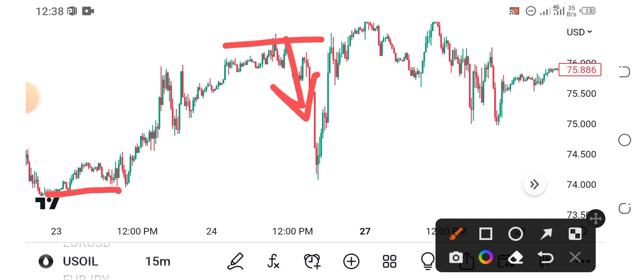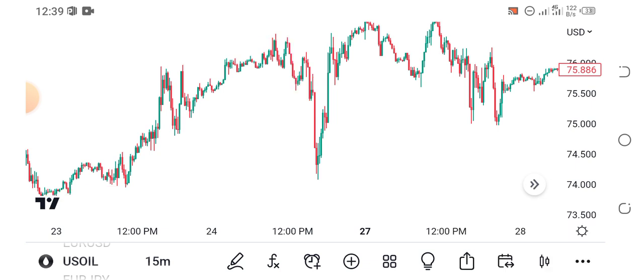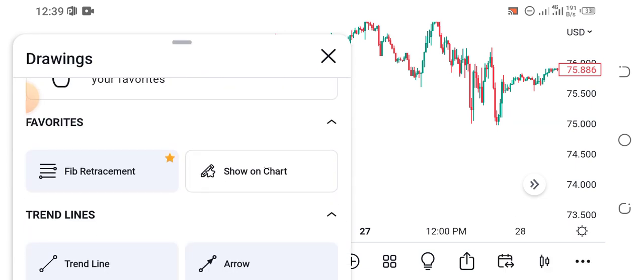So when you're done with knowing where the reversal starts, the next is for you to incorporate your Fibonacci. Now take note of this.